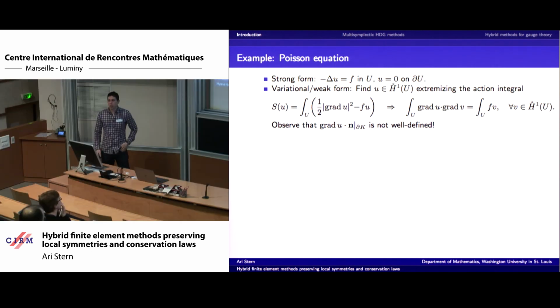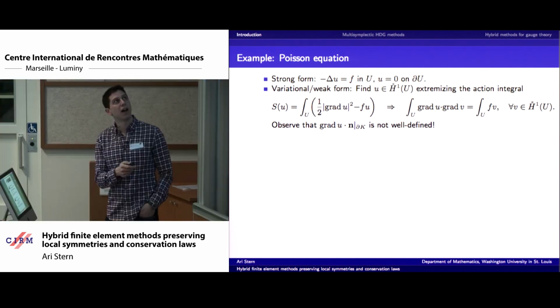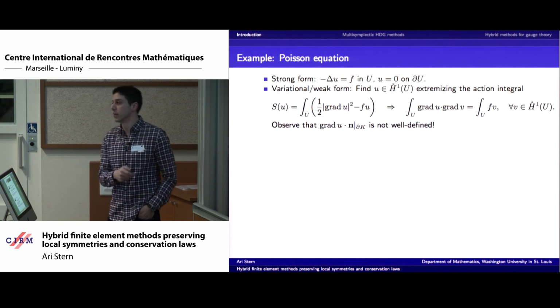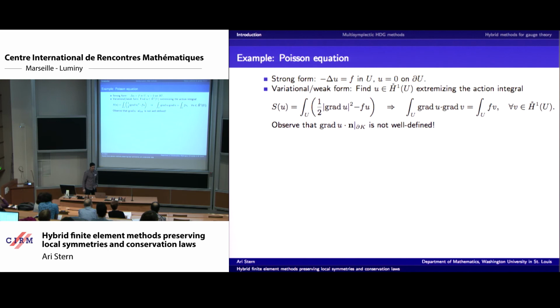If I wanted to write this problem in variational form as I would for a traditional finite element method, I'm going to take u in the space that I write as H1 with a little circle over it. That just means the Sobolev space H1, functions u that are in L2 whose gradient is also in L2 in the sense of distributions, and the little circle means the vanishing boundary trace. The trace theorem tells me I can make sense of that. All right, so I can define the following action integral, which is just half the norm of grad u squared minus f times u, right?